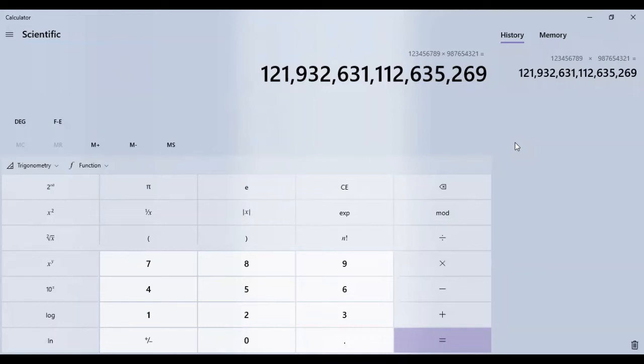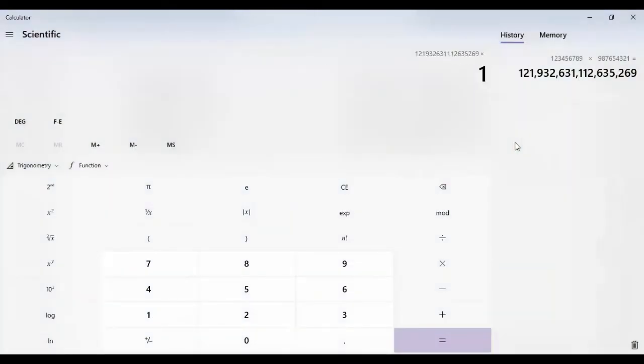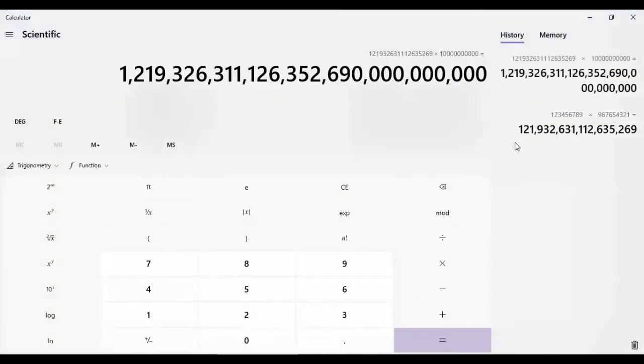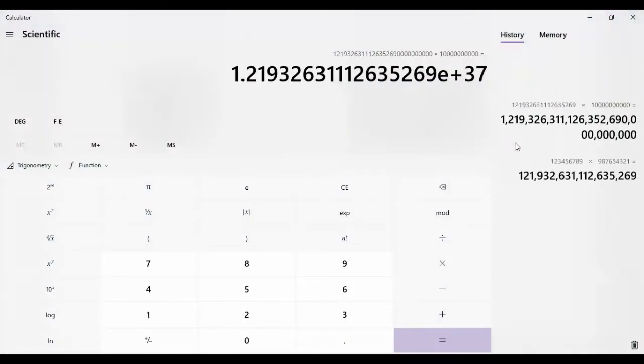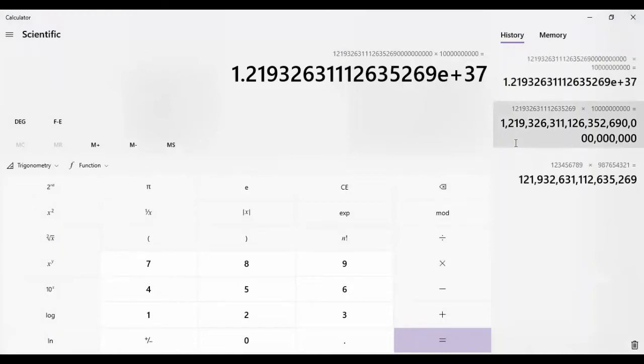So for example, if I multiplied this by a 1 with, I don't know, let's do like 10 zeros. 1, 2, 3, 4, 5, 6, 7, 8, 9, 10. Oh, nope, that's still not long enough. So let's give it more. 1, 2, 3, 4, 5, 6, 7, 8, 9, 10. There we go. So once I get to a number large enough, even this calculator will do the E plus 37. So this one I had to add 20 extra digits for it to give this scientific notation.